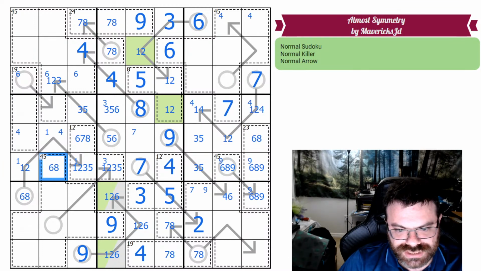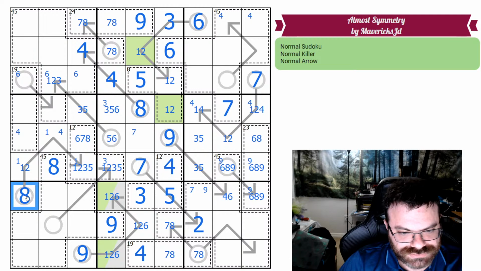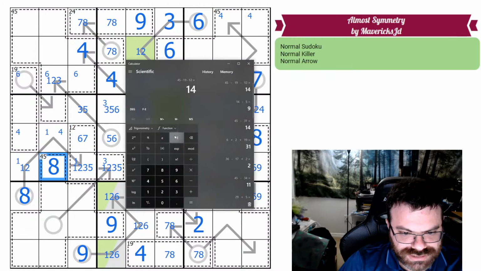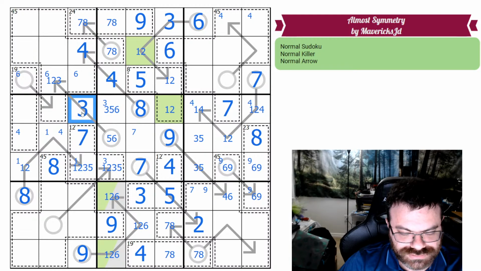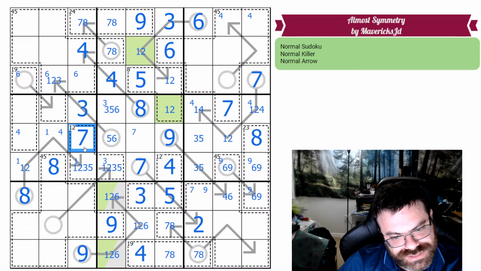Yeah, so I think this is an 8. This is not an 8. These aren't 8s. 6, 9 pair puts an 8 here. It's not 8. So now that that's an 8, 45 minus 8 times 2 minus 19 is 10. These two have to add to 10. The only way to do that is 7 and 3. 12 minus 7 is 5, so these have to be 2, 3.